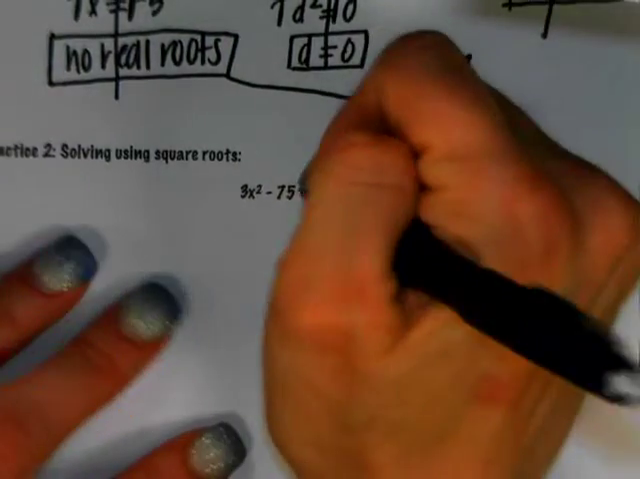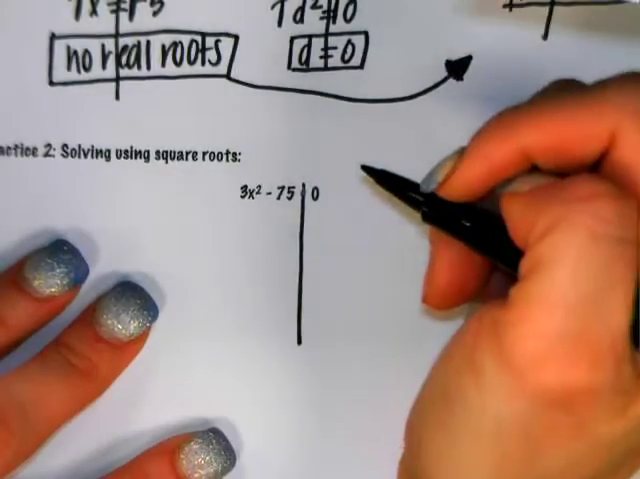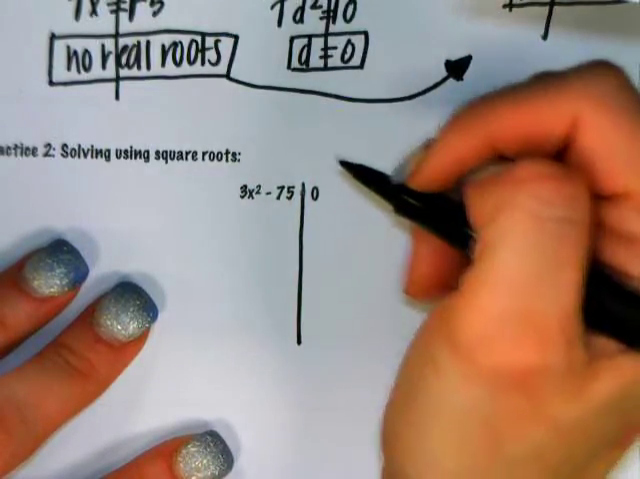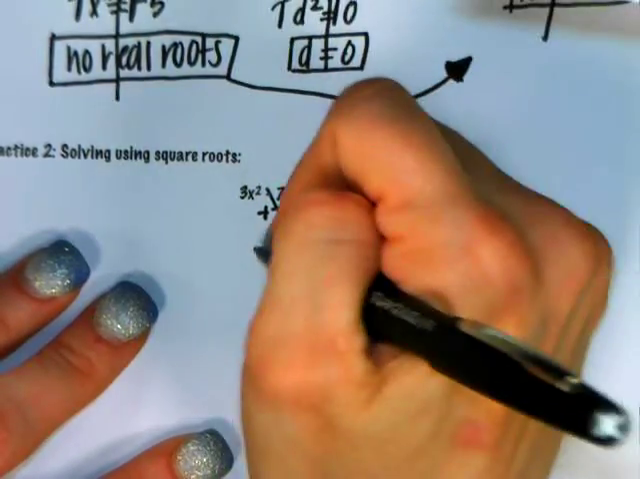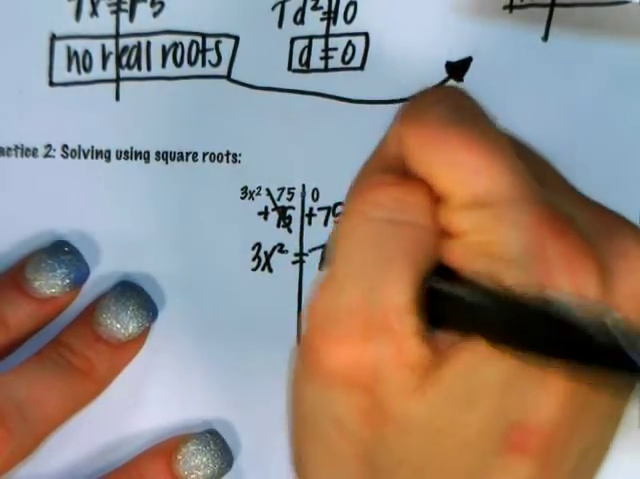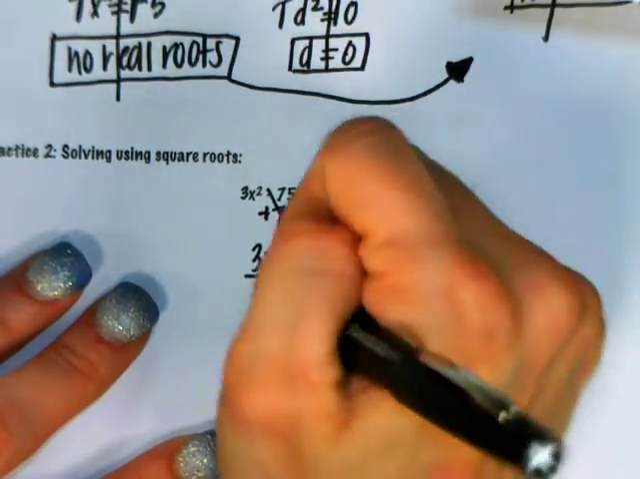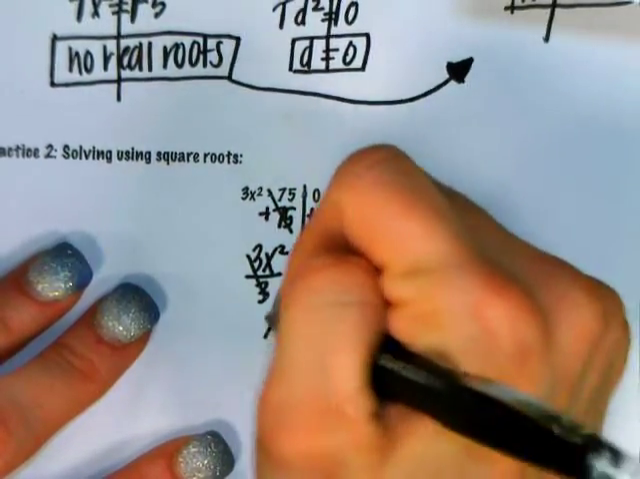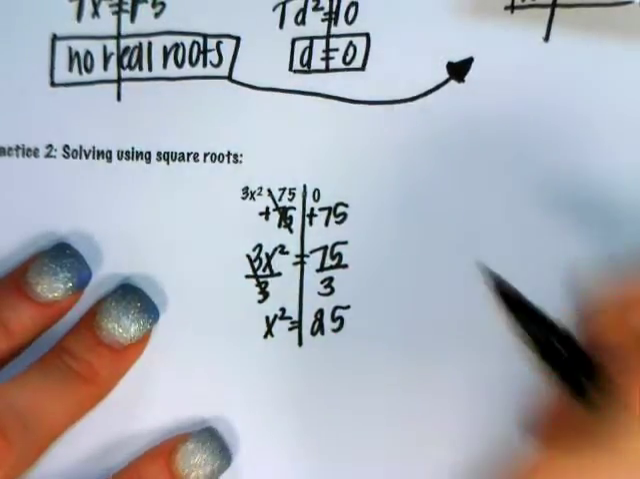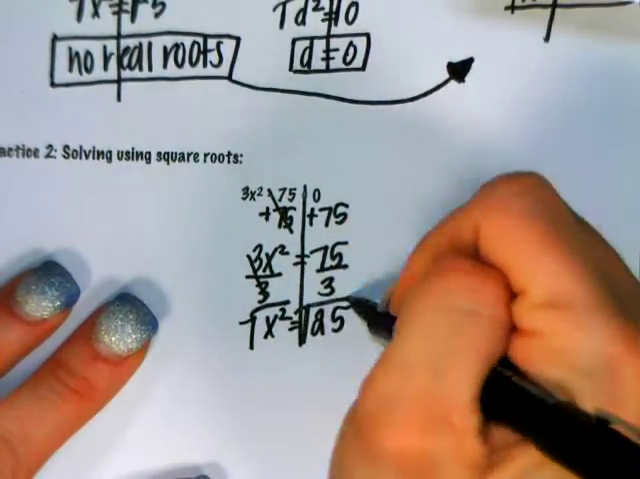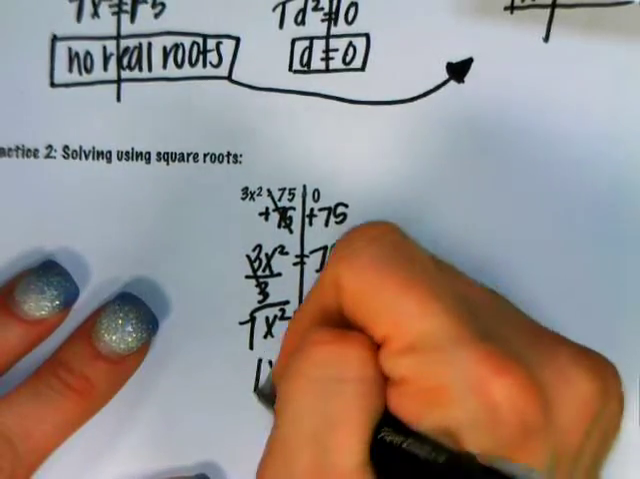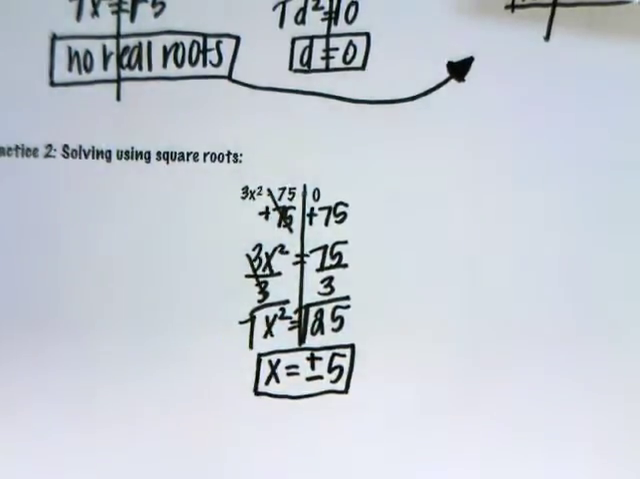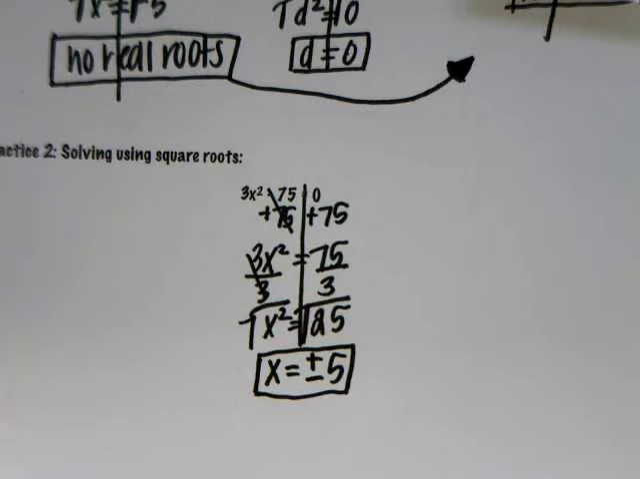All right, what am I going to do first? Yep, add 75. So 3x squared equals 75. Then what? Divide by 3. X squared equals 25. Then what? Square root. Does 25 have a square root? Yes. What is it? Positive or negative 5. So this has two solutions, both positive 5 and negative 5. I need that to be clear in your heads.